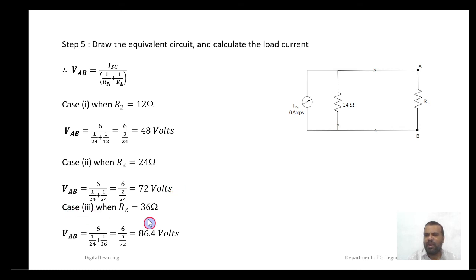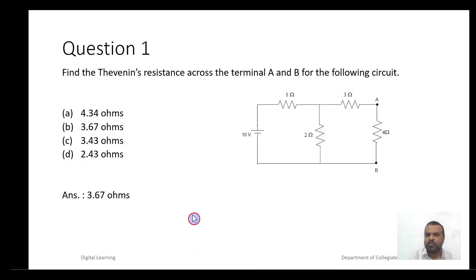Case 3, when R2 is equal to 36 ohms. VAB is equal to 6 divided by 1 by 24 plus 1 by 36. That is equal to 6 divided by 5 by 72. That is equal to 86.4 volts. On the basis of this, we have some objective type questions.